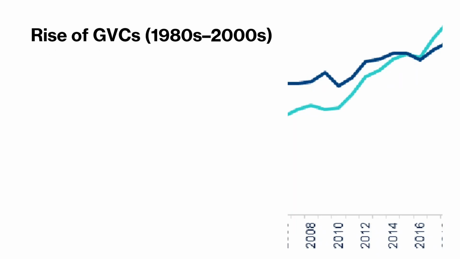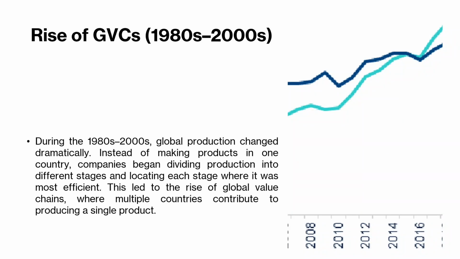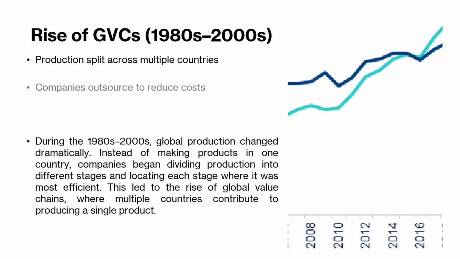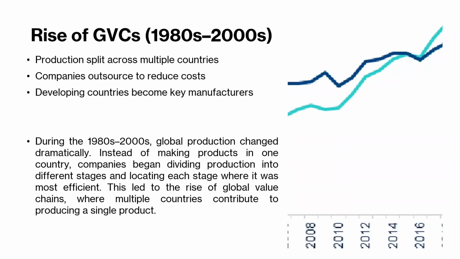Rise of GVCs: a major transformation occurred between the 1980s and 2000 with the emergence of global value chains. Firms began breaking production into stages and relocating them to countries where costs were lower and efficiency was higher. This led to the rise of developing countries as key manufacturing hubs, especially in industries like textiles, electronics, and automobiles.